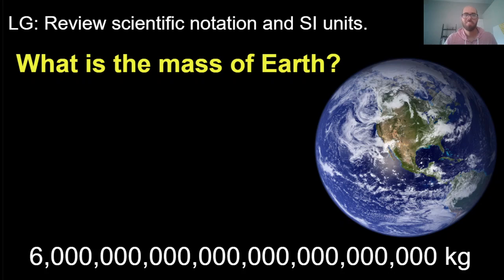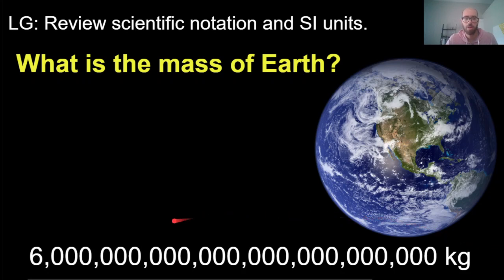Hello everyone. Today's learning goal is to review scientific notation and SI units. I want to talk about this number: 6,000,000,000,000,000,000,000,000,000,000 kilograms. This is the mass of the Earth. Big number, bigger than the ones that we're usually dealing with in our everyday lives.